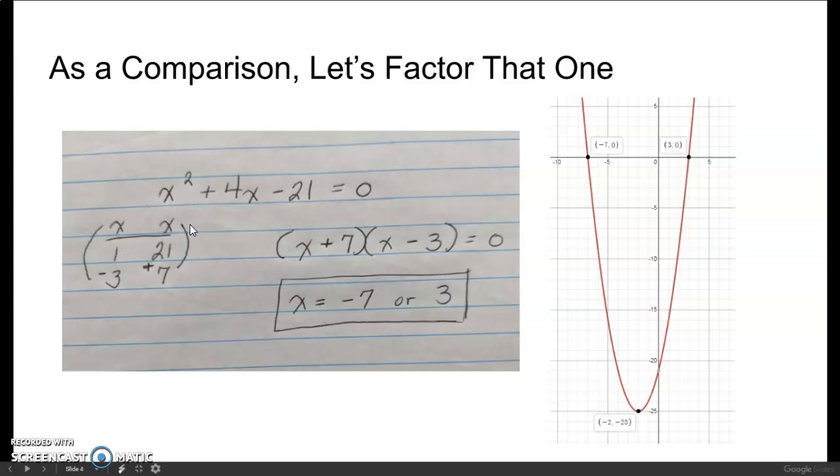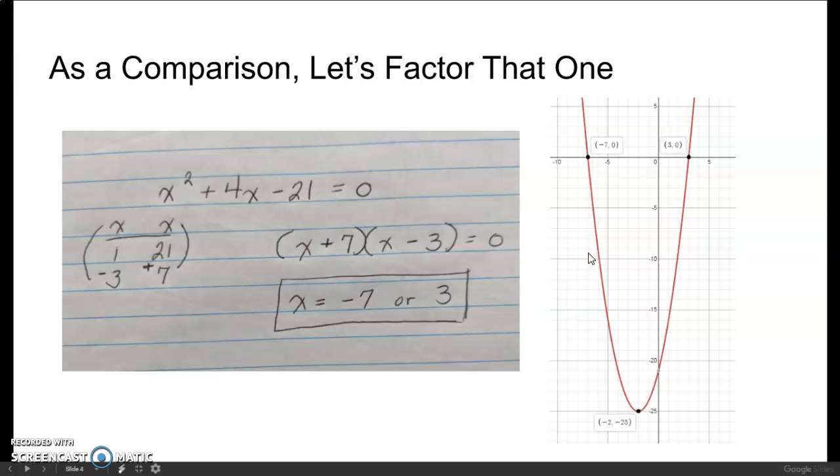All right, so factors of the first, factors of the third, I'm looking for a difference of 4, a positive 4. So that's my 7 and 3. So I want a positive 7 and a negative 3. I made x and negative 3 my outers, and then x and positive 7 my inners. And then if I set each of these equal to 0, you can see x is negative 7 or 3, which is what we got on the previous page.